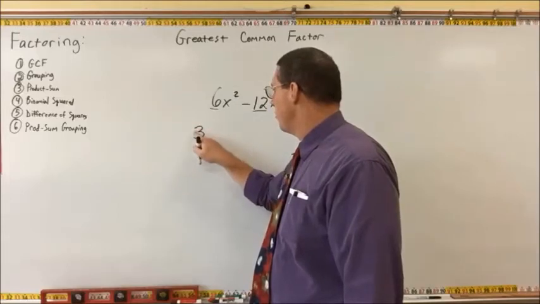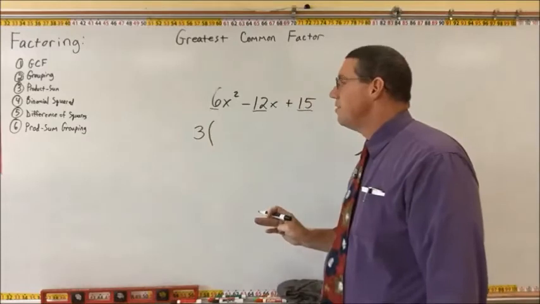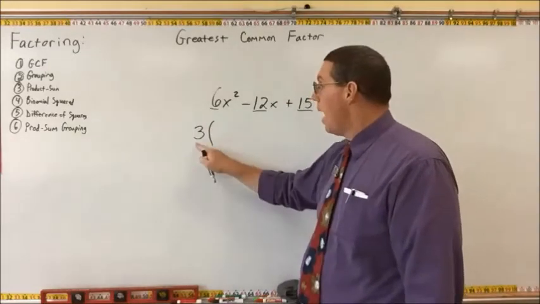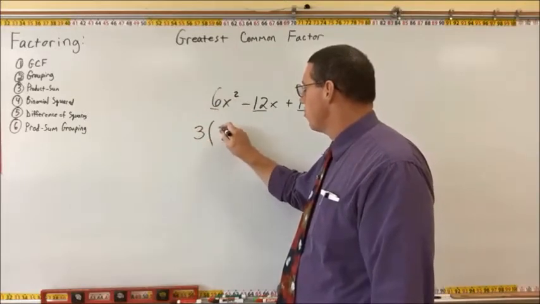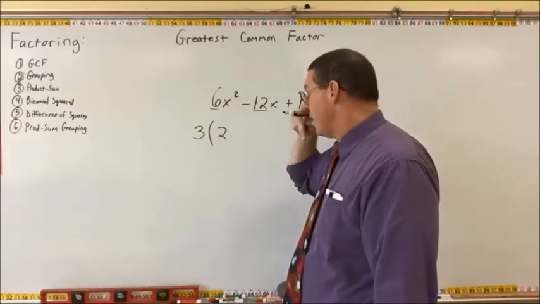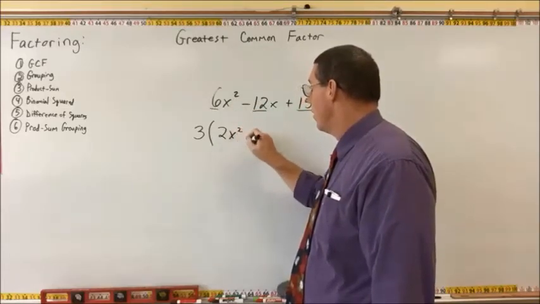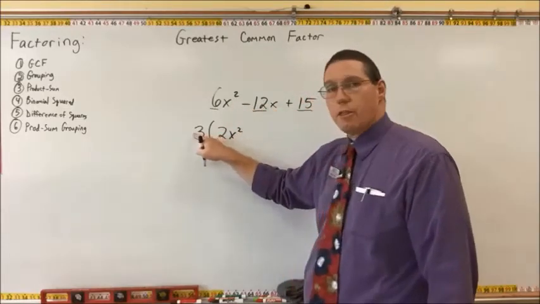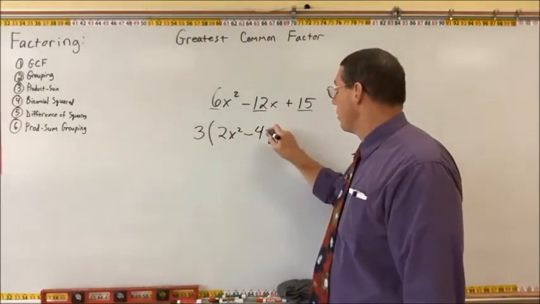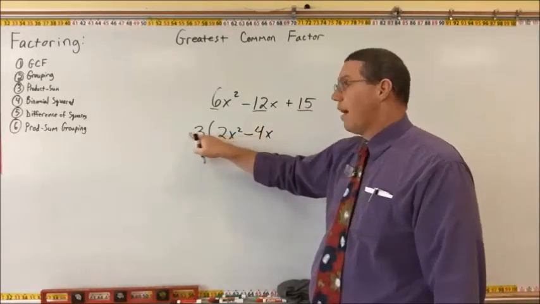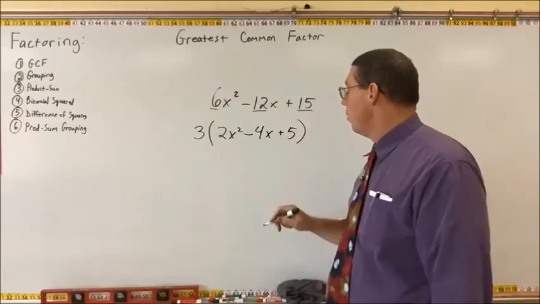The way we write it is we put the greatest common factor on the outside, then we put a parenthesis, then we divide each term by that factor. So 6 divided by 3 is 2. We're not taking out any variables, so we're just going to carry down the x squared. Negative 12 divided by 3 is negative 4, and then we bring down the x. Then 15 divided by 3 is 5, so that's plus 5. So this is our answer.